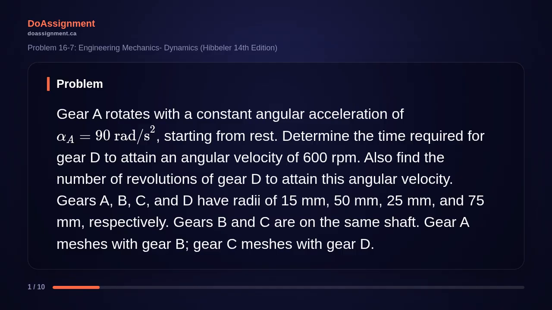Gears A, B, C, and D have radii of 15 mm, 50 mm, 25 mm, and 75 mm, respectively. Gears B and C are on the same shaft. Gear A meshes with gear B, and gear C meshes with gear D.